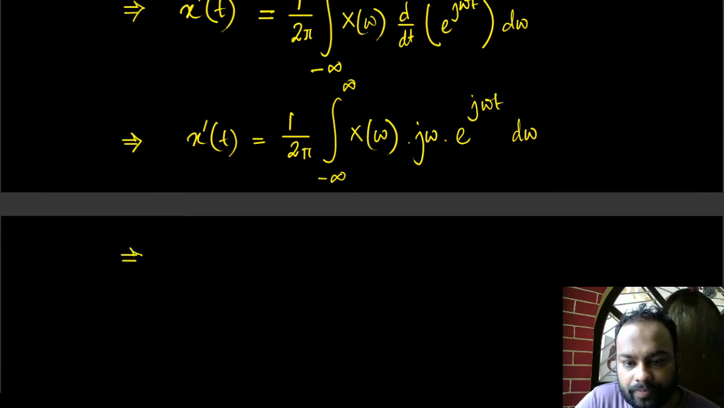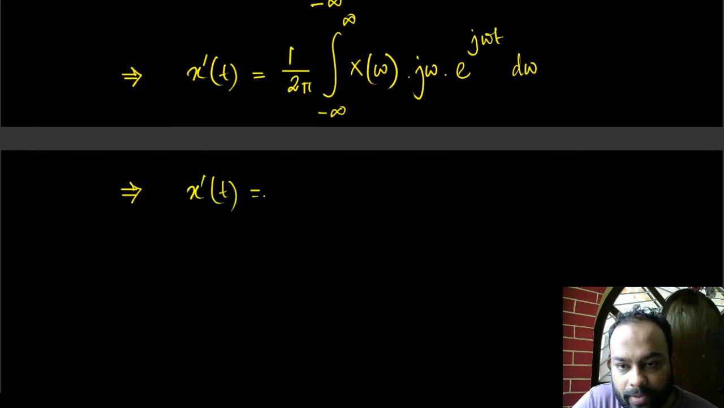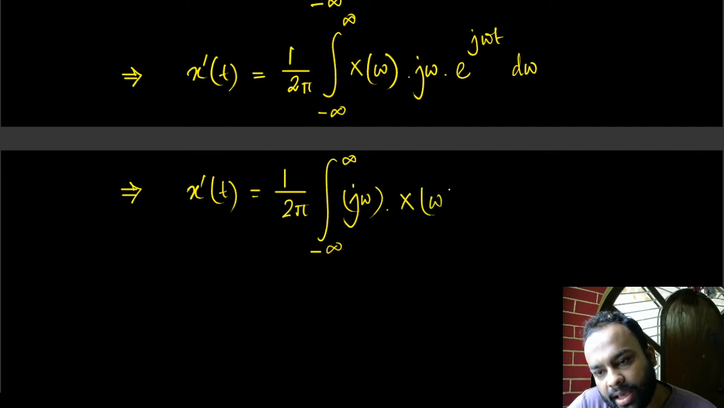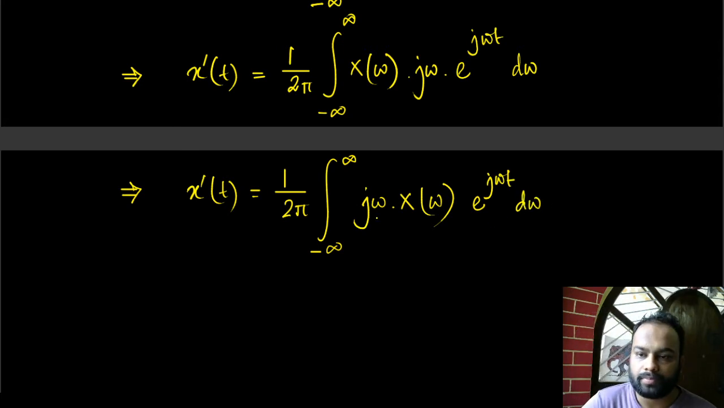So I'm just writing it in a proper fashion. Now try to understand that this j omega itself cannot go outside the integration as a constant, because this j can go outside, but the omega cannot go outside the integration, simply because this omega is the variable for the integration, right? d omega is here. So yes, I cannot skip ahead and bring this j omega outside. So with that said, the next line that I can write would simply be j omega multiplied with X(omega) e to the power j omega t d omega, right?